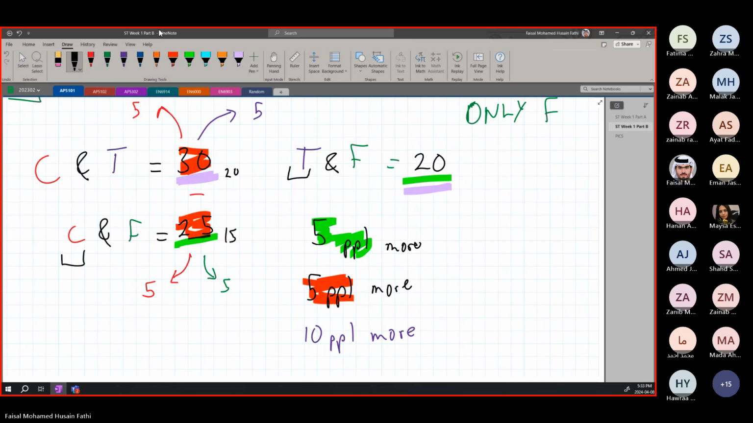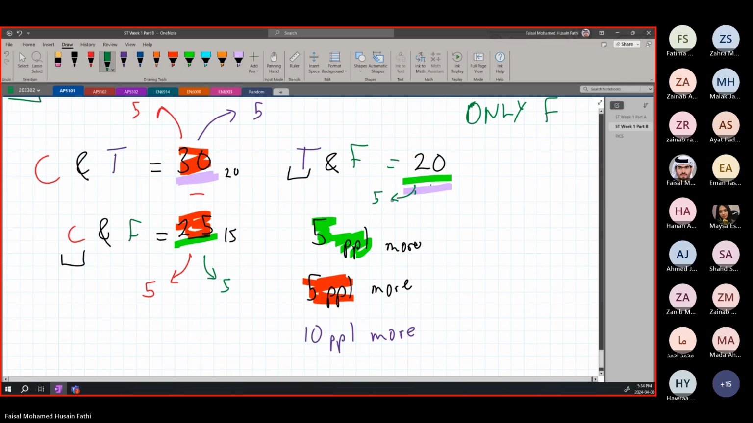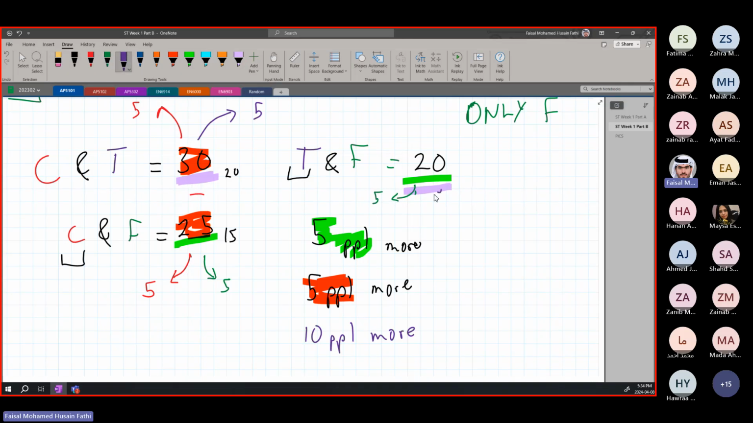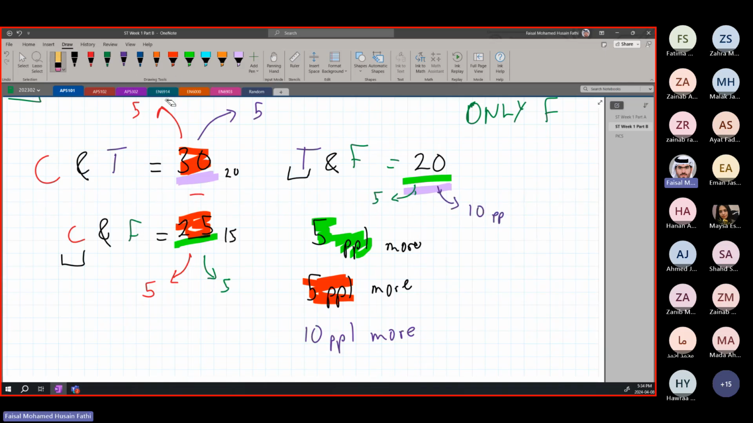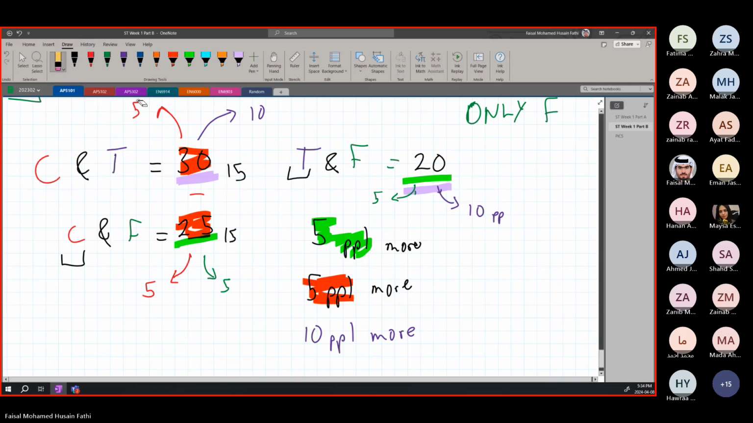And we're going to do the same thing here. We're going to remove the green, 5 people. And we're going to remove the purple, which is 10 people. Sorry, this purple is 10. It's not 5. Okay? So we're left with 15. And we're going to do the same thing here. We're going to remove 10 and 5. We're going to notice that we also have 5 over here.